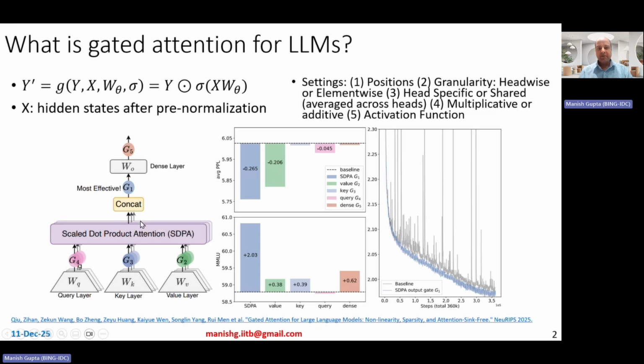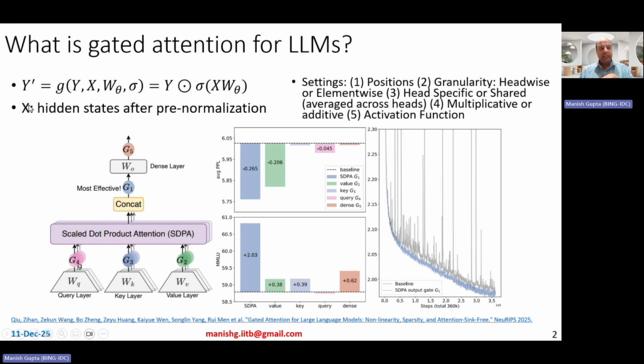If you're doing multi-head self-attention, you concatenate all of the outputs from those multiple heads, and then you apply a dense layer, and that's your output. Now, the gated attention part is a very, very simple tweak. What you do is introduce gates at various places. You could introduce a gate here, gate one, or you could introduce gates even after the QKVs, or you could also introduce a gate after the final dense layer.